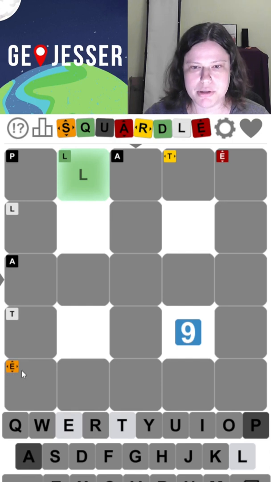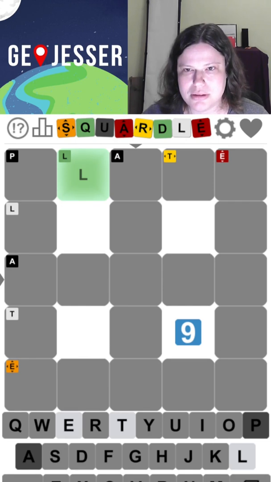And finally, we have the orange one with arrows pointing every direction. That means that letter can appear both horizontally and vertically. So there's an E in both this word and this word. So let's try another one.